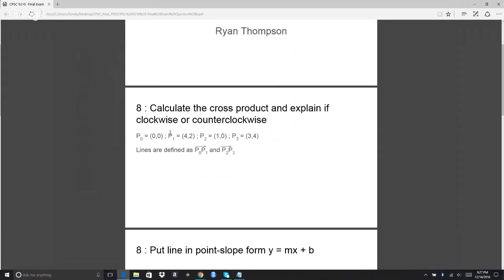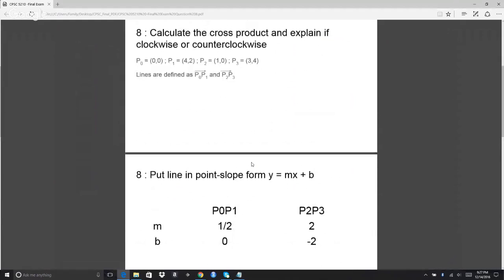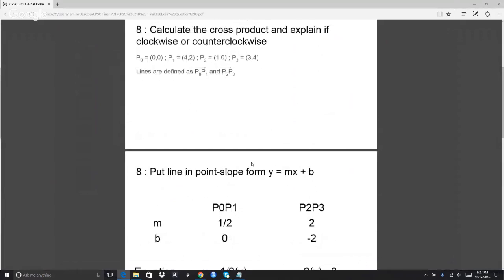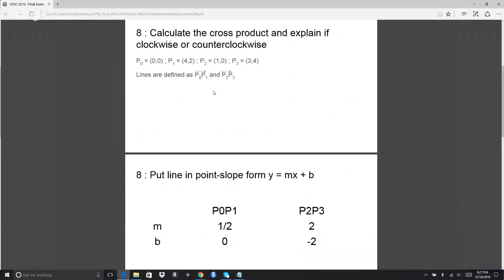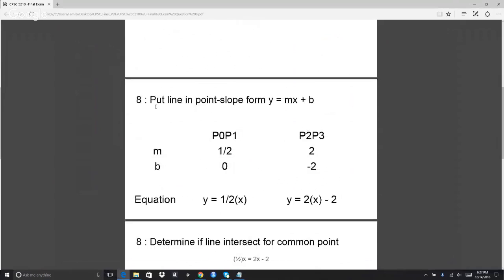Here we're given 4 unique points, each with an x and y value. Lines are defined as P0, P1, and P2, P3. Since neither of these share a common ending or starting point, we're going to put each line in point slope form, y equals mx plus b.